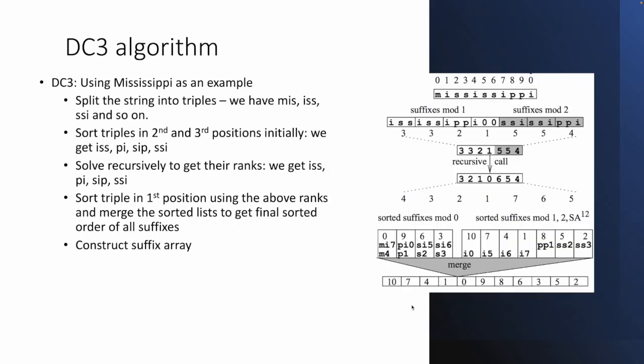So the DC3 algorithm is pretty straightforward. It's sort of like a divide and conquer algorithm. You're splitting the string into triples and then recursively sorting one part of it and then merging the other part based on the ranks of the part we sorted. Using this, we can get a sorted order of all the suffixes, and we can construct our suffix array. And this can be done in linear time.